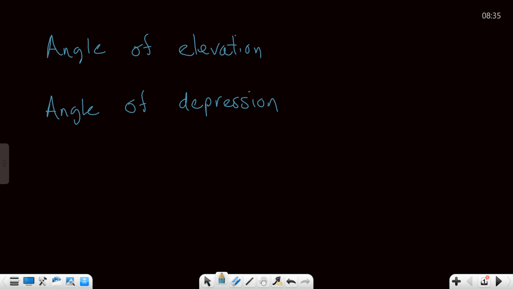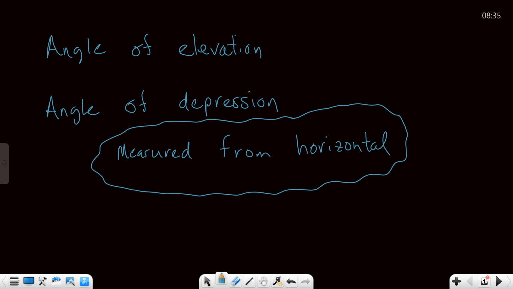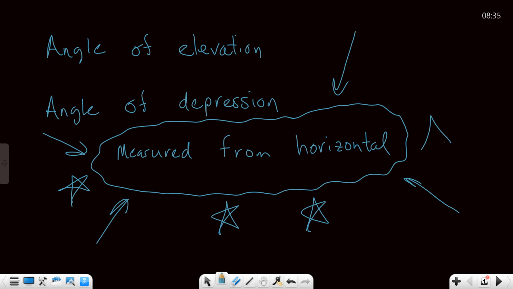Both of these are ways of measuring angles in, I guess, real-world problems or real-world scenarios. There's one main thing to remember, and that is both of these are measured from horizontal. So we'll put a cloud around that, arrows pointing at it, put some stars here. It's kind of important that you remember that.